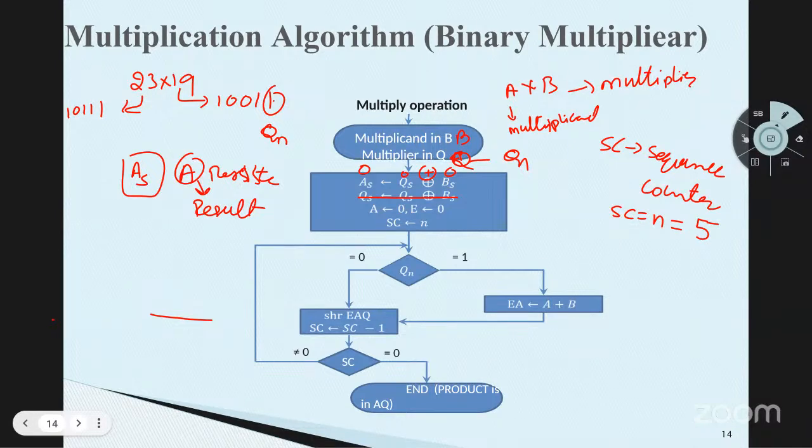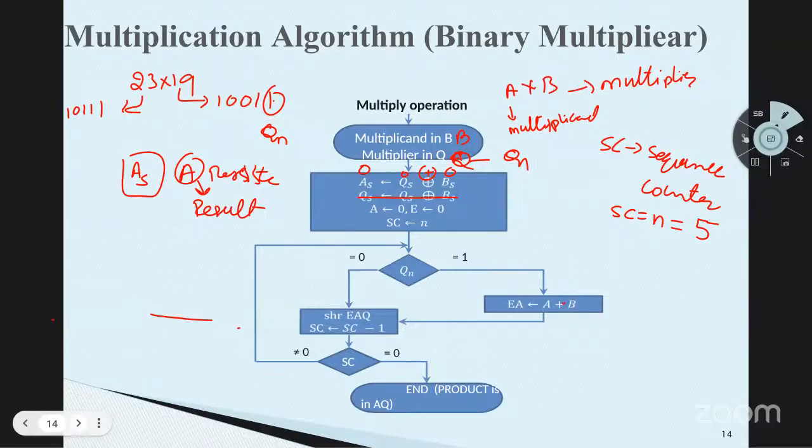Okay, so now Qn is equal to 1. Qn is equal to 1 ఉంటే ఏం చేయాలి? Now you can see the algorithm. Qn is equal to 1, EA is equal to A plus. Initial గా ఏ వాల్యూ ఎంత ఉందమ్మా? 0. ఆ 0కి ఏం యాడ్ చేస్తున్నాం? P. That is called the first partial product.